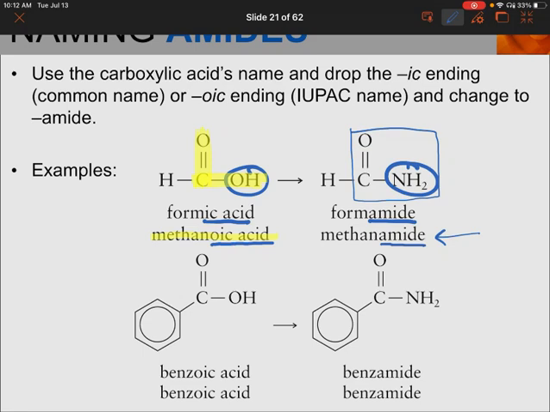Now, down below, we have the example of benzoic acid, and that's the common and IUPAC name. And if we replace that OH on the carboxylic acid with NH2, now we have our amide functional group. So we would replace oic acid with amide, and it becomes benzamide, depending on how you want to say it. Okay, so not too bad as long as you know how to name carboxylic acids.